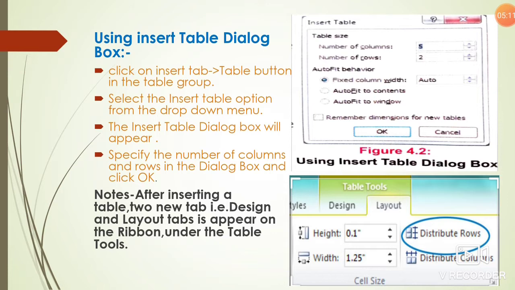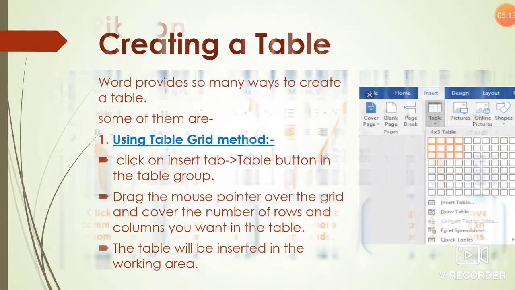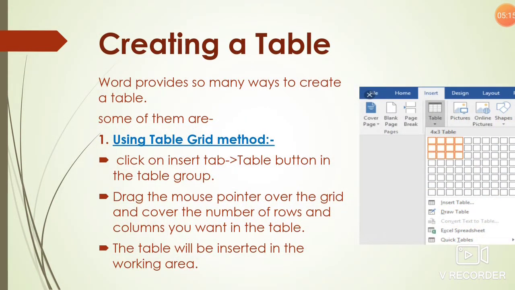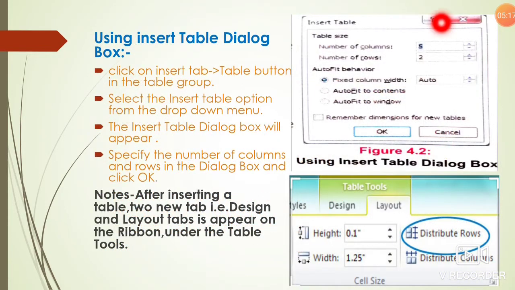Then a table dialog box will open in front of you. This is the insert table dialog box in which you have to define the number of rows and columns that you require in your table. Then click on the OK option. Then that particular number of rows and columns table will be inserted in your document.